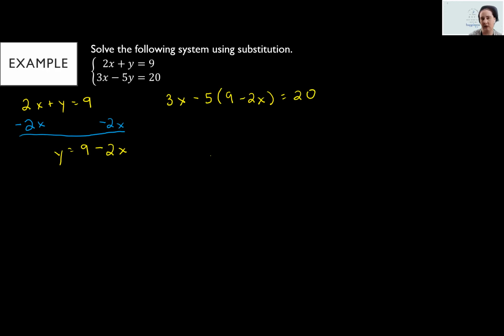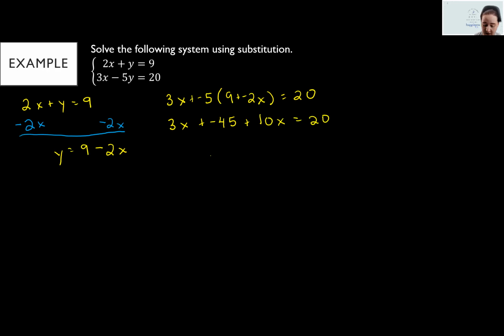As these equations get a little more complicated, you can see that you have more steps to do. Actually, these subtractions, I'll write as adding a negative just to make things a little bit easier. So I have 3x, and then negative 5 times 9 is negative 45. Negative 5 times negative 2 is 10, so I get 10x equals 20.